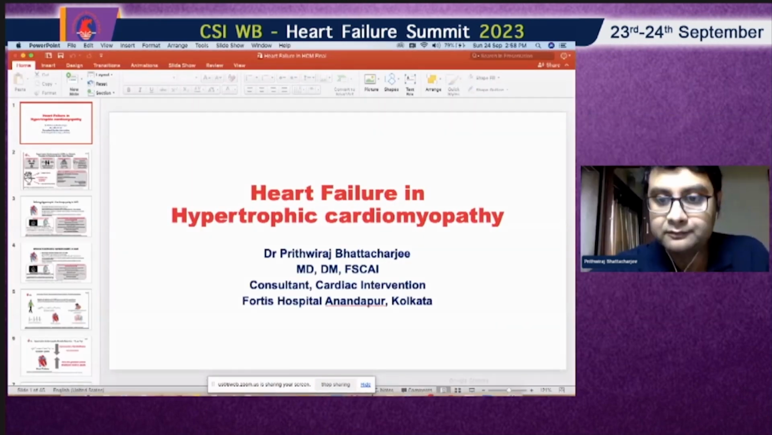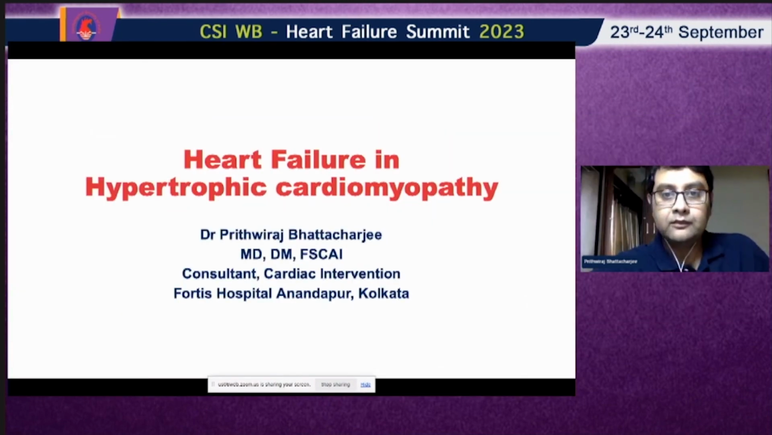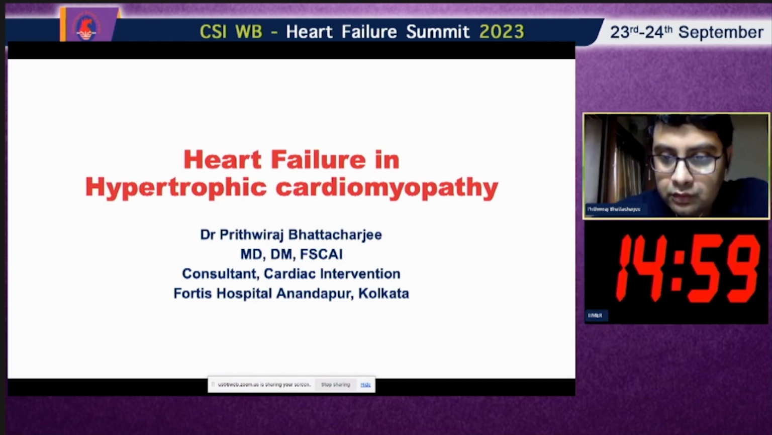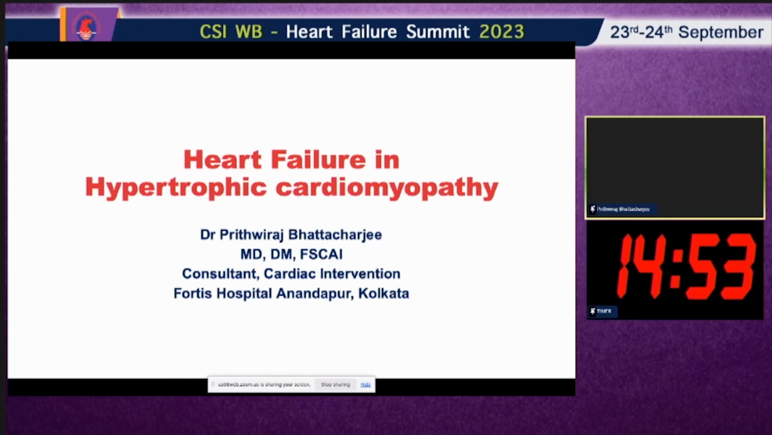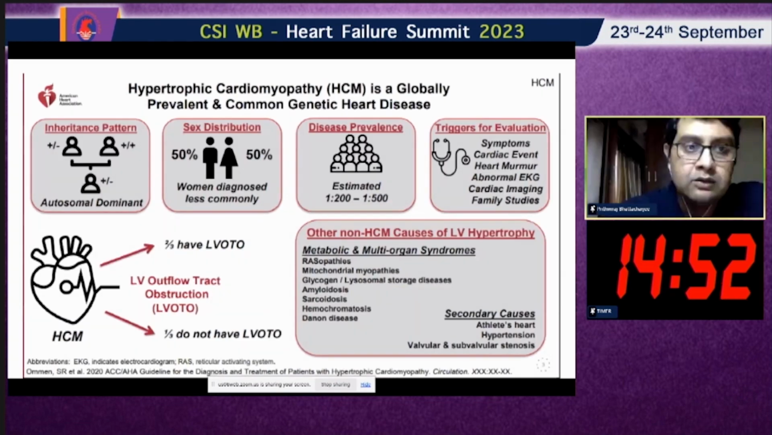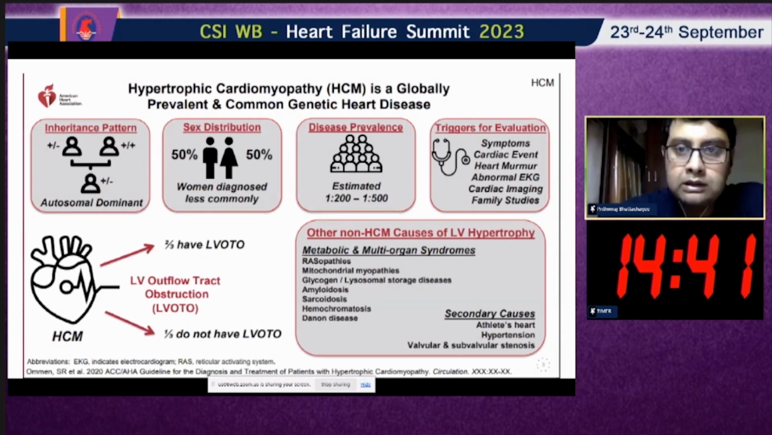Respected chairpersons and my colleagues, today my topic is a talk on hypertrophic cardiomyopathy, specifically the heart failure in a specific subset of hypertrophic cardiomyopathy. You know that hypertrophic cardiomyopathy is a globally prevalent and common genetic disease with an autosomal dominant pattern of inheritance, with a sex distribution of 50-50, though women are diagnosed less commonly. And disease prevalence is approximately 1:200 from 1:500.